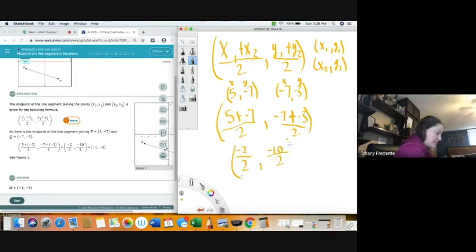Alright, our last step here is to just simplify. So we have -2 divided by 2, and we get -1. And -10 divided by 2, we get -5. So that is exactly what they got on their answer.